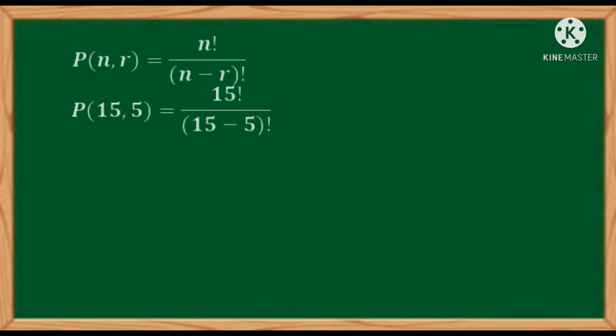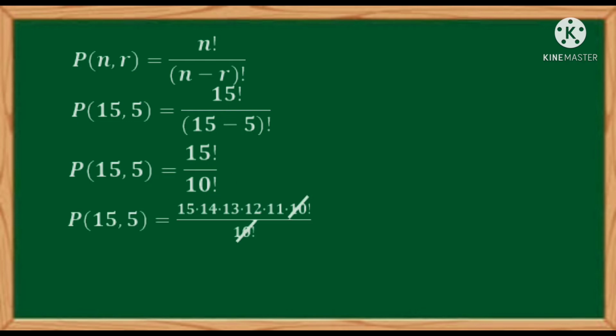So we have now the permutation of 15 taken 5 is equal to 15 factorial over the quantity of 15 minus 5 factorial. Then, let's simplify. So we have 15 minus 5 factorial is 10 factorial. So we have now 15 factorial over 10 factorial. Now, let's expand the factorial up to the factorial that is the same with the factorial in the denominator. As you can see, the factorial in the denominator is 10 factorial. So let's expand 15 factorial to 10 factorial in the numerator.